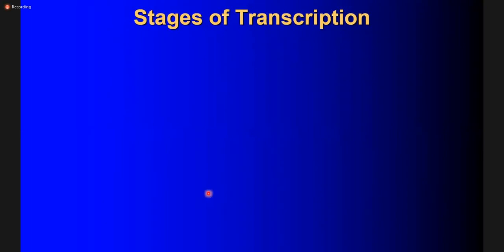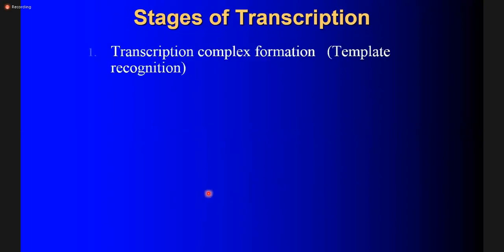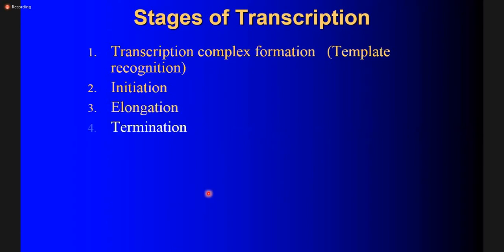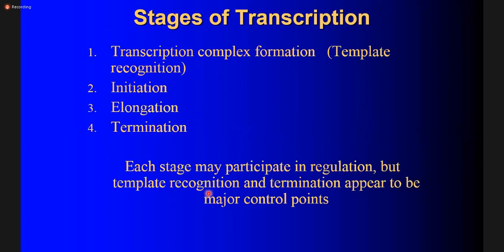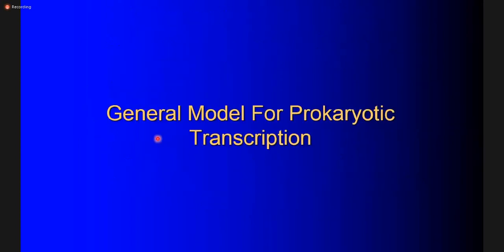Stages of transcription. For ease of understanding the transcription process, we have divided it into stages. For example, the first stage is transcription complex formation, then initiation, elongation, and termination. It is being regulated at the first stage and the termination stage. These both are the control points: the transcription complex or template recognition, and the termination. They are the control points or the regulatory points of the transcription process.